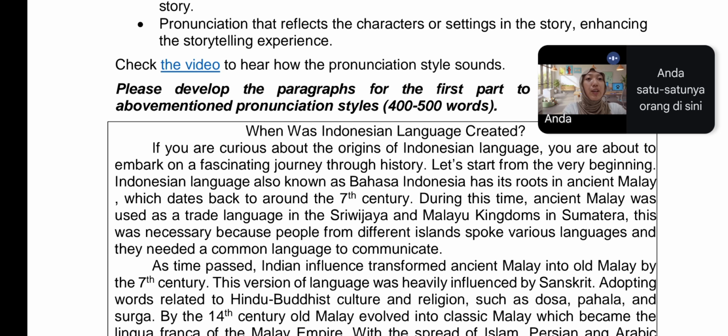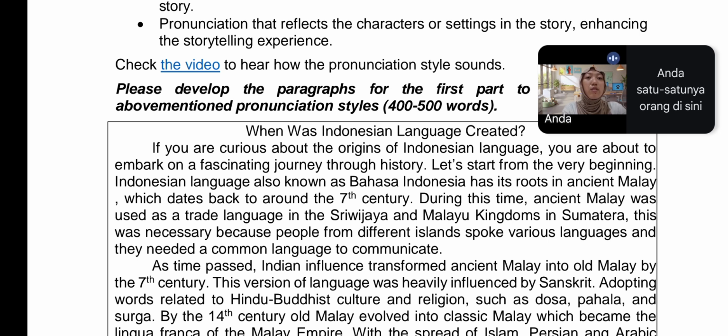When was the Indonesian language created? If you are curious about the origins of the Indonesian language, you are about to embark on a fascinating journey through history. Let's start from the very beginning.